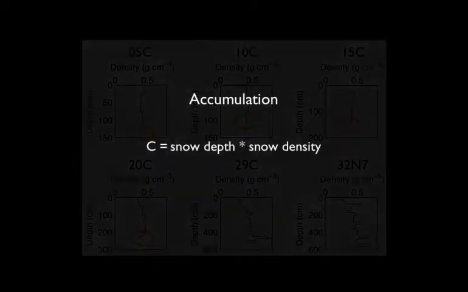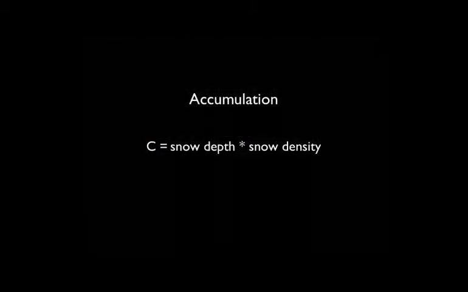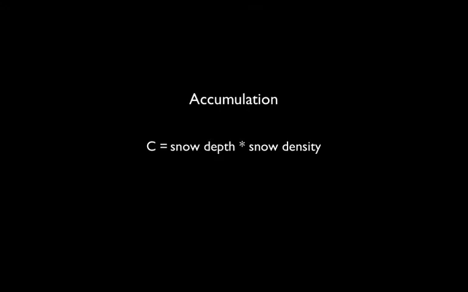In summary, accumulation is the snow depth multiplied by the snow density. Simple enough, but this simple sum can be interpreted and performed in many ways before a glacier-wide accumulation is calculated. In part 3, we will look at ablation.